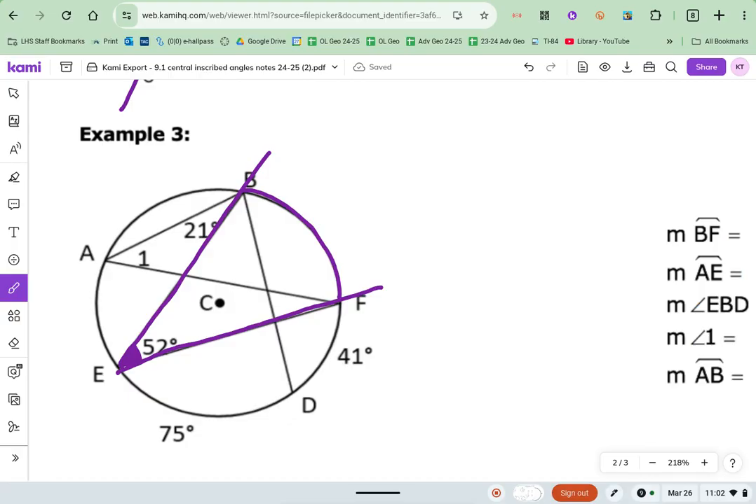All right, we can do the same thing with the 21-degree angle. So our 21-degree angle is also inscribed. I'm going to trace out his angle arms to see how much arc he catches in between. So in between the angle arms, he's catching arc AE. So since 21 degrees was inscribed, the arc is double the angle. So the arc is going to be 42 degrees.